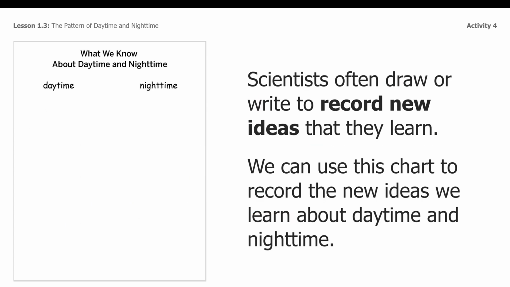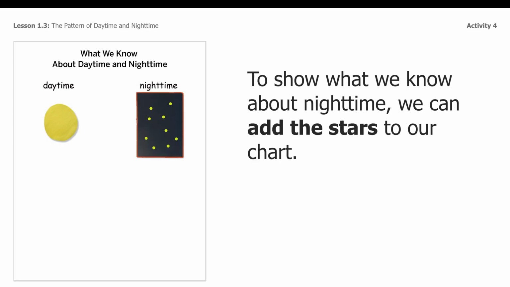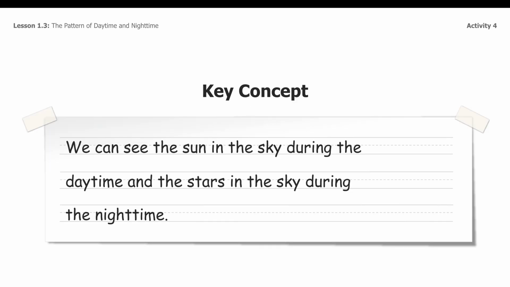Scientists often draw or write to record new ideas that they learn. We can use this chart to record the new ideas we learn about daytime and nighttime. So we can add the sun to our chart to show what we know about daytime. And to show what we know about nighttime, we could add the stars to our chart. So the concept that we should be mindful of, that it's an important concept, is that we could see the sun in the sky during the daytime and the stars in the sky during the nighttime. And if we think about that, of course, that's very obvious, right?